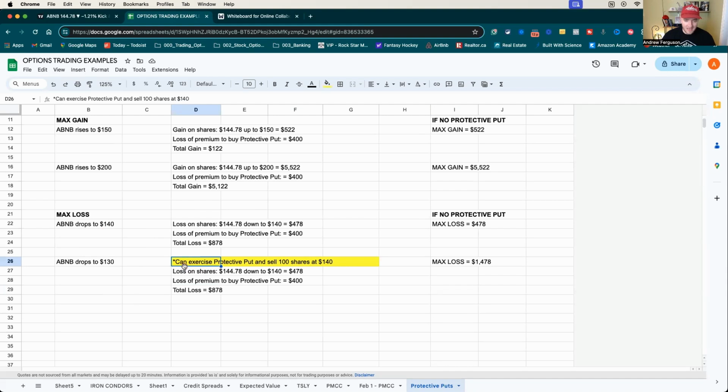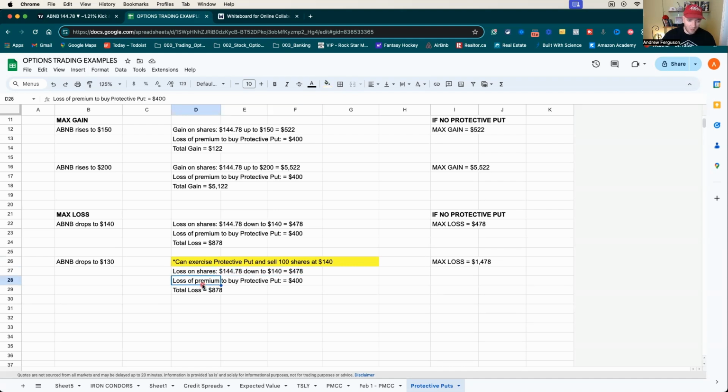But this is the key thing here. You can exercise this protective put. That's what it's there for. When the stock price drops hard, you limit your loss. You sell your shares at 140. And I'm going to show you on a diagram here as well. So you would be then, again, losing your shares down 478 because you sold them at 140. That's what the protective put's there for.